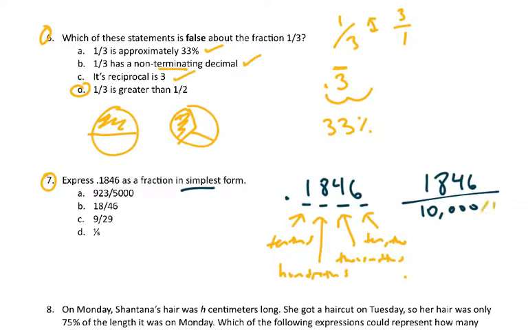If I divide this by 2, that means it's going to have a 5,000 on the bottom. And I can already see that that's going to be an answer option for me. But just to make sure, 2 goes into 18 9 times. 2 goes into 4 2 times. And into 6 3 times. So that 923 over 5,000 would be my new fraction. And I know that that's in simplest form because there's nothing that divides into 923 and 5,000. So A for number 7.